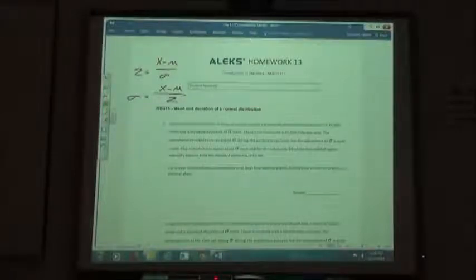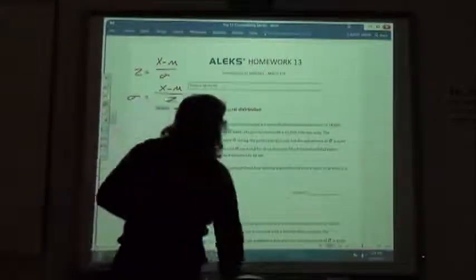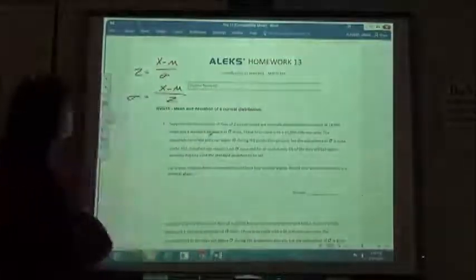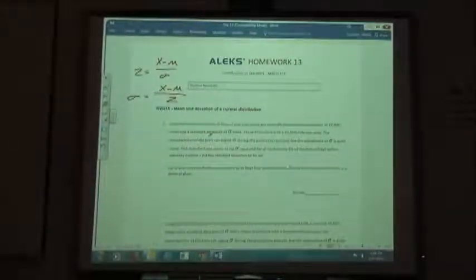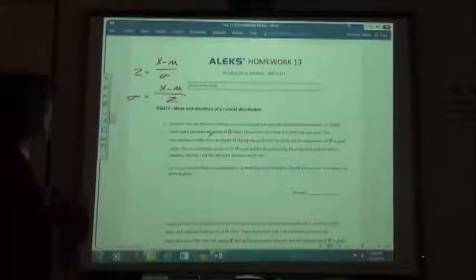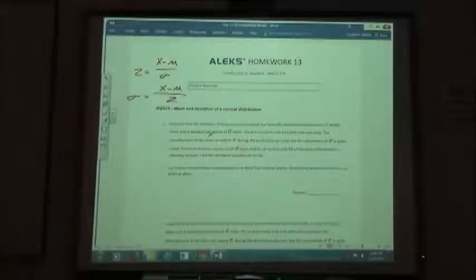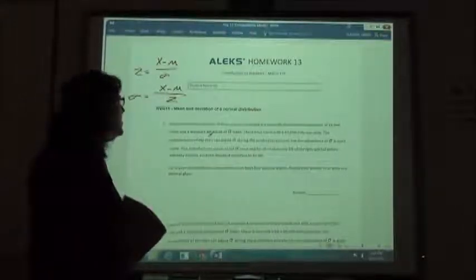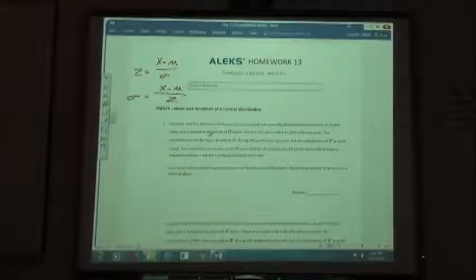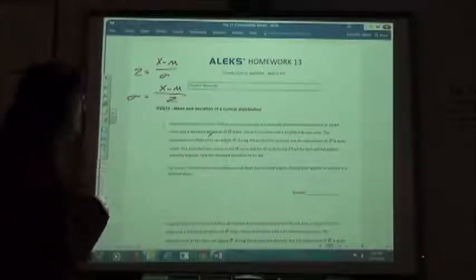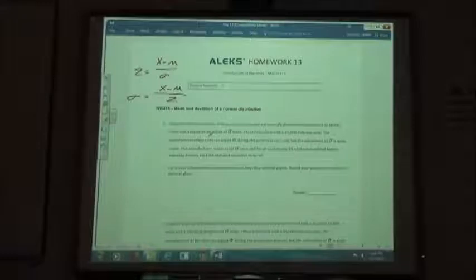It says, suppose that the lifetimes of tires of a certain brand are normally distributed with a mean of 74,000 miles and a standard deviation of, we don't know. The tires come with a 65,000 mile warranty. The manufacturer of the tire can adjust the standard deviation during the production process. By the adjustment of the standard deviation, it is quite costly. The manufacturer wants to set the standard deviation once, so that only 5% of the tires will fail before the warranty expires. Find the standard deviation to be set.